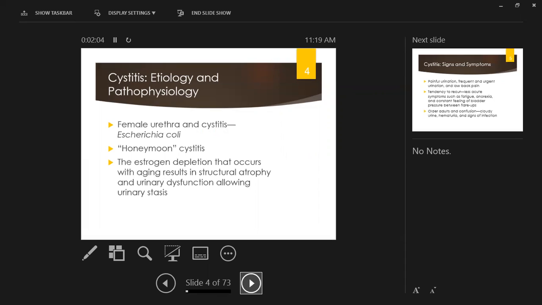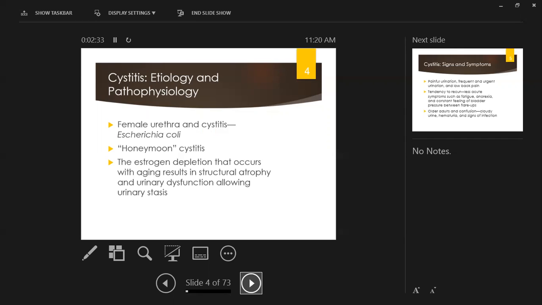Honeymoon cystitis is a nickname that we've given a particular type of cystitis. Oftentimes, young women would get married and then go on their honeymoon and then come home with a bladder infection. And this is just a hygiene practice that we don't teach well enough to our female patients. And that is that they need to urinate after intercourse and make sure that they take really good care of their feminine hygiene.